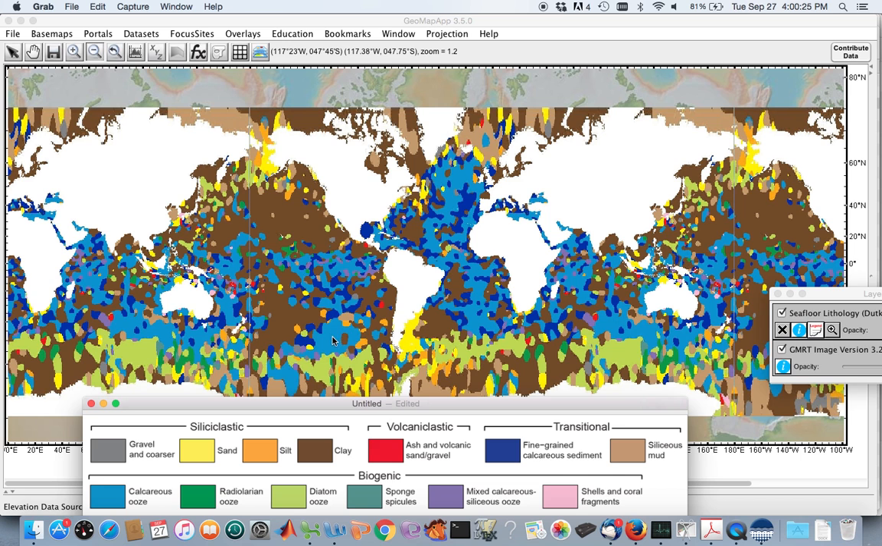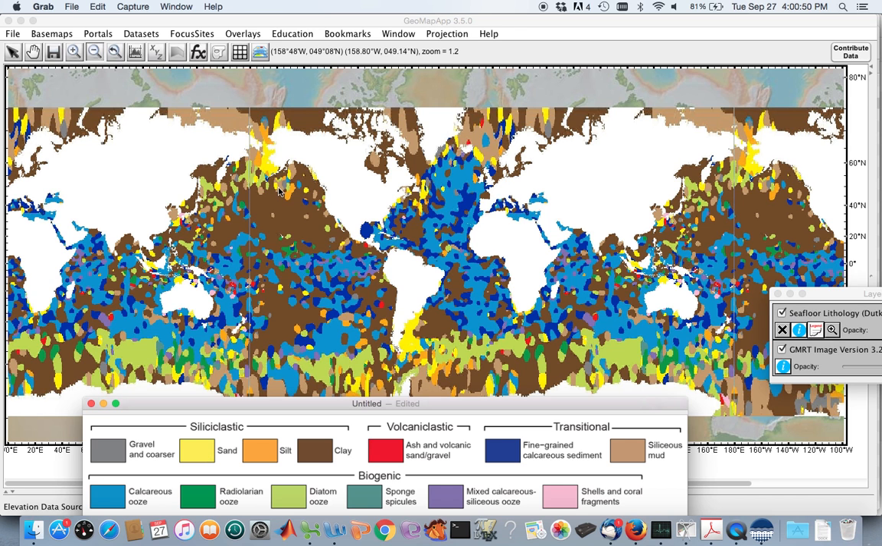So we see a lot of this light blue, right? And what is this light blue? This light blue is calcareous ooze. Okay, so we see a lot of calcareous ooze. Also see a lot of this brown, and these are the clays, these deep sea clays. We don't see a lot of sand in the open ocean, right? Because that's larger in size, and so it settles out closer to the continents.